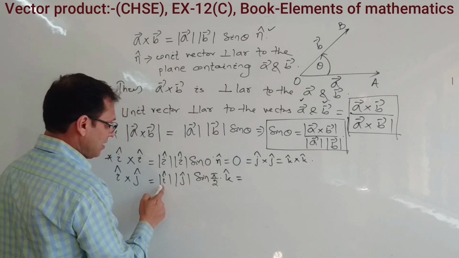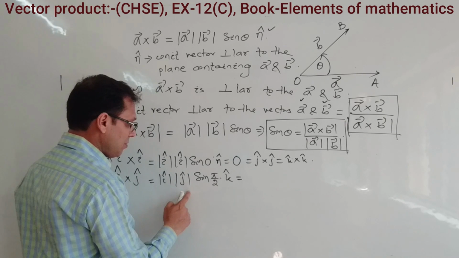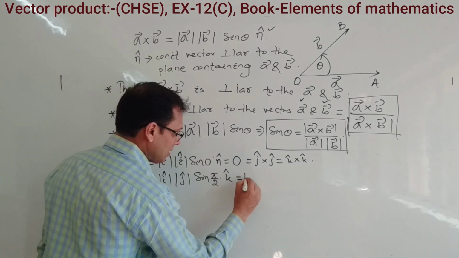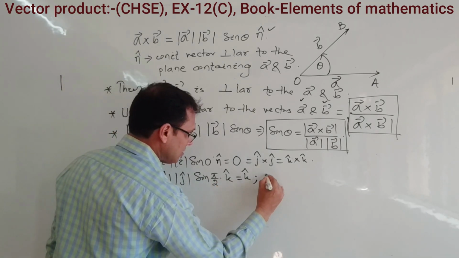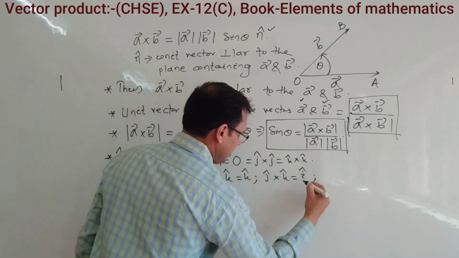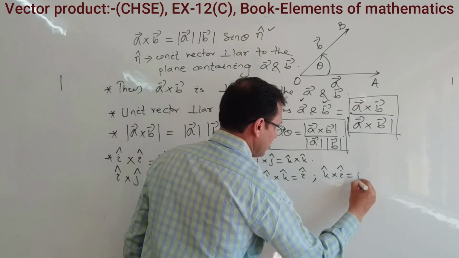The i cap modulus is 1 and the j cap modulus is 1, since they are unit vectors. Sine pi by 2 is 1, so 1 into 1 into 1 is 1. So we are left with k cap. That's why i cross j is equal to k. Likewise, j cross k is equal to i, and likewise k cross i is equal to j.